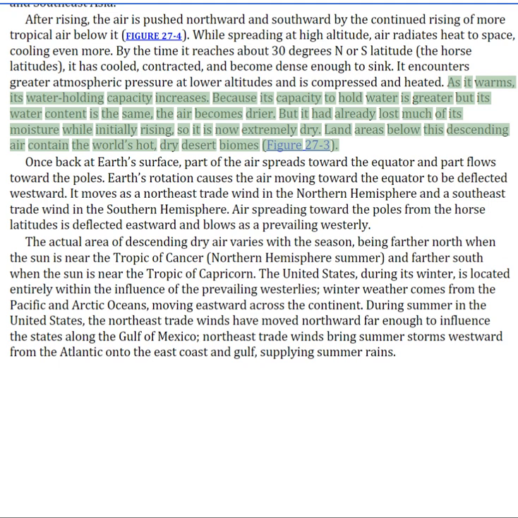As it warms, its water-holding capacity increases. Because its capacity to hold water is greater but its water content is the same, the air becomes drier. But it had already lost much of its moisture while initially rising, so it is now extremely dry. Land areas below this descending air contain the world's hot, dry desert biomes.